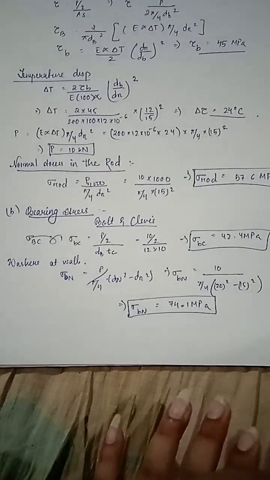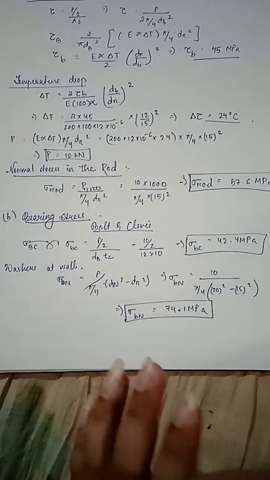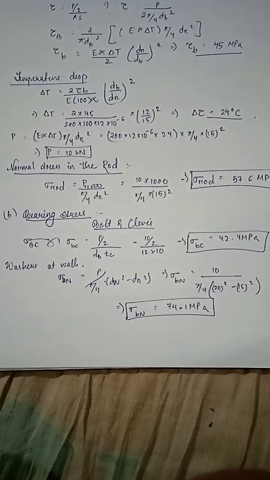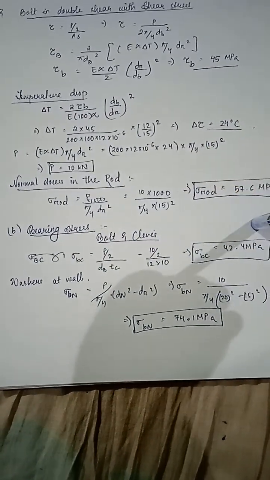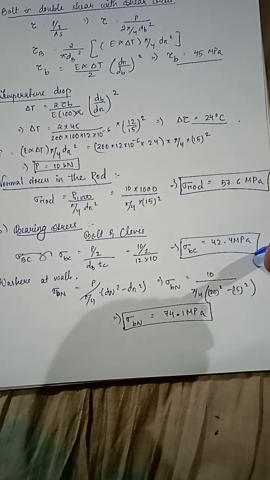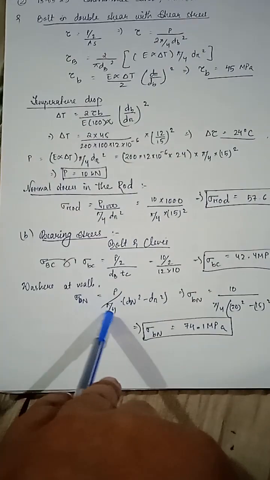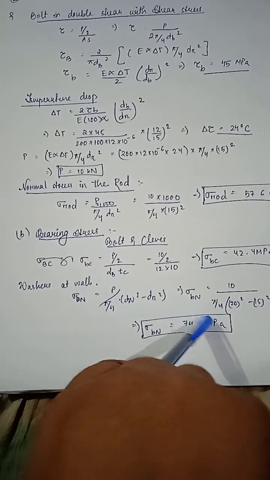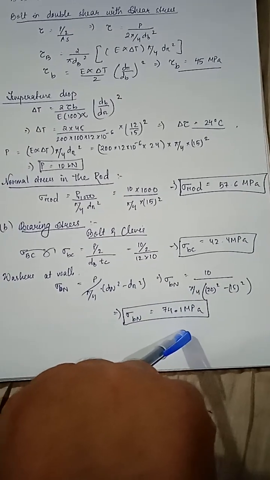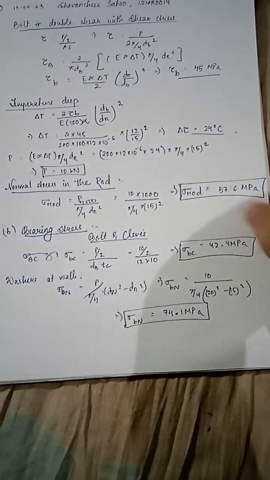Now coming to bearing stress in bolt and clevis, sigma BC is equal to P by 2 into dB Tc, in 10 by 2 and 12 by 10, which gives us 42.4 megapascal. Washers at wall: sigma bn is equal to P by pi by 4 into dn square minus dr square, implying sigma bn is equal to 74.1 megapascal.